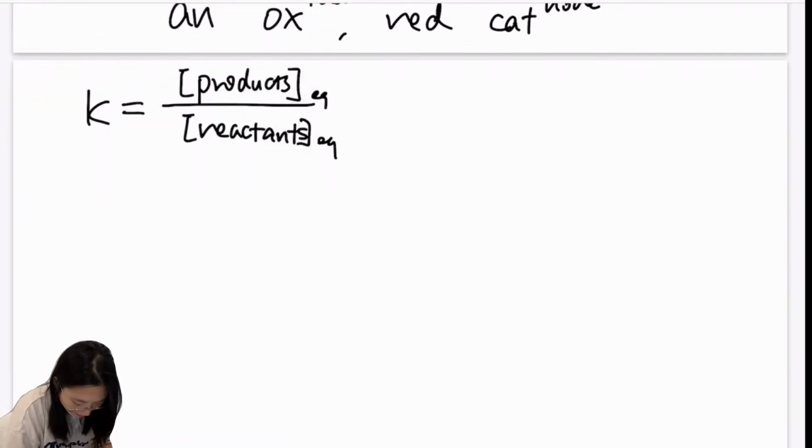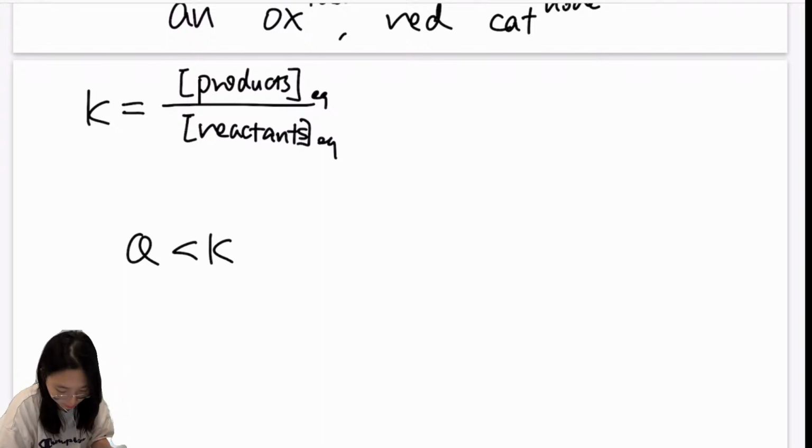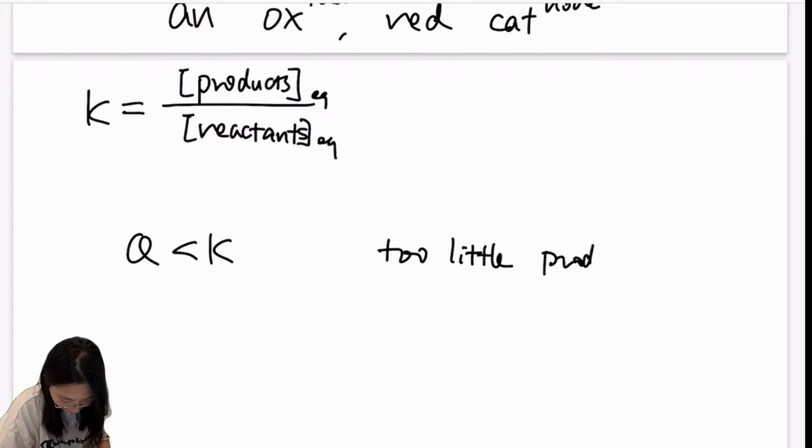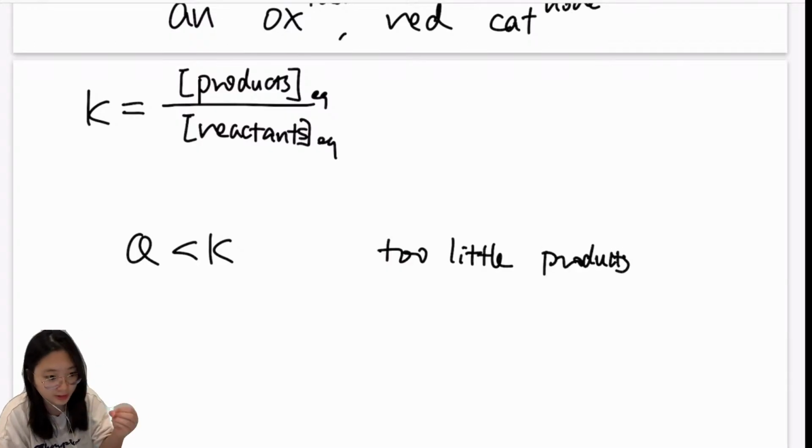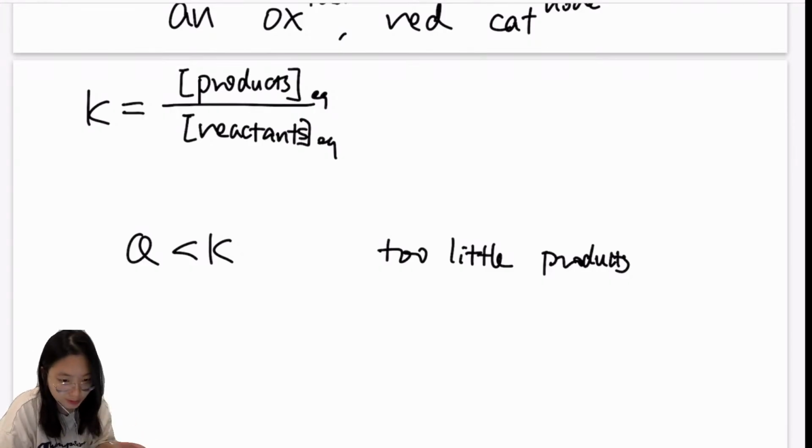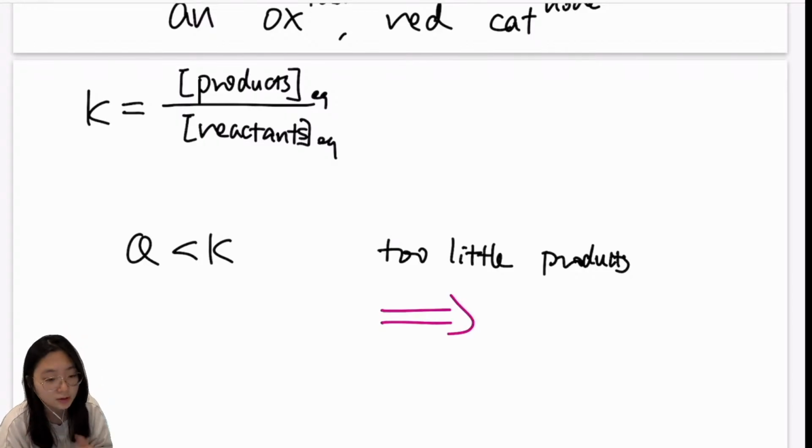And then when you're comparing Q to K, when Q is less than K, it means compared to the equilibrium, I have too little of the products. Because products are always on the numerator and the reactants are on the denominator, it means too many reactants, too little products. So to reach the equilibrium, the system needs to shift toward the right, or toward the products.